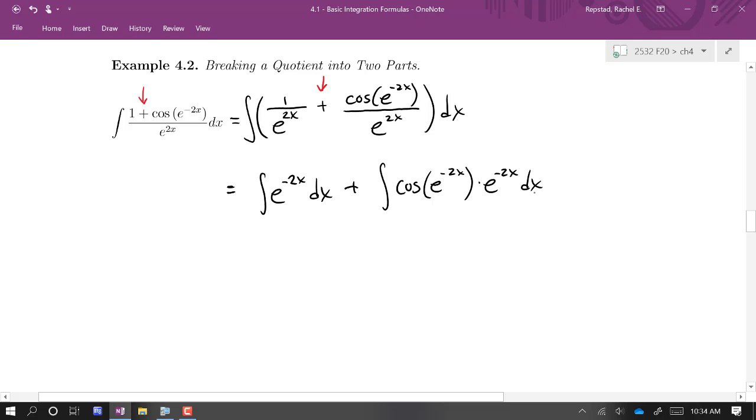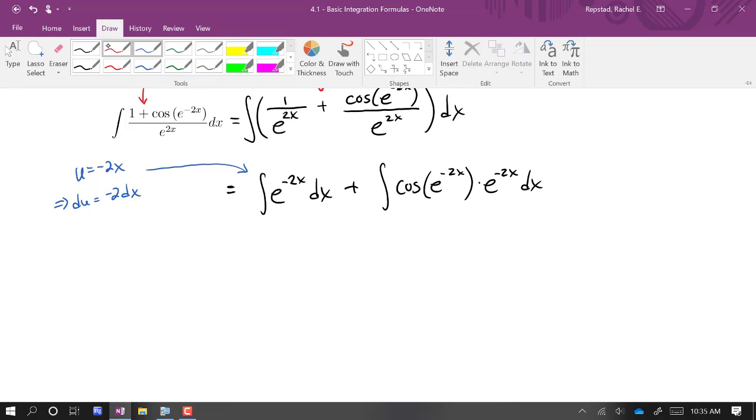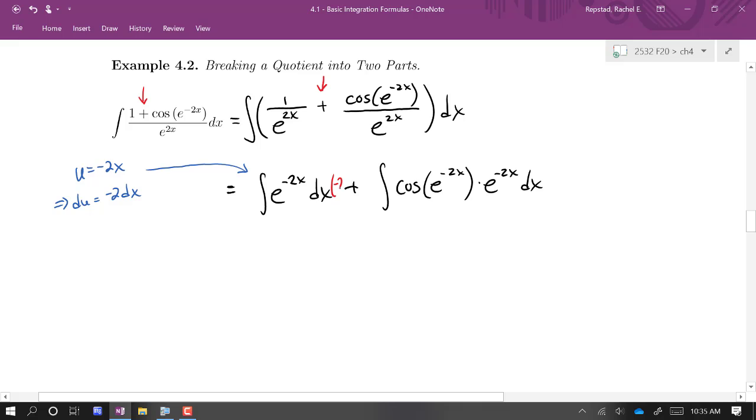Okay, now let's approach these separately. In the first integral, that's an e to the stuff integral, and if it fits the integral of e to the u du, then what we have to do is choose u equal to negative 2x. If u is negative 2x, then du is negative 2 dx. So we almost have our du. We're off by a factor of negative 2, and we could throw that in there and compensate outside with a negative 1/2.